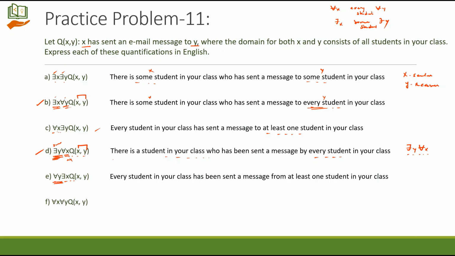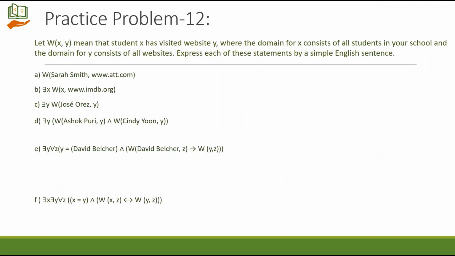Now let's go for universal quantifier in both the places. Every student in the class has sent a message to every student in the class. So X is the sender, Y is the receiver. So we are going with sent a message. When we have Y in the first place, has been sent is used in order to denote a receiver here and sender here. Next problem.